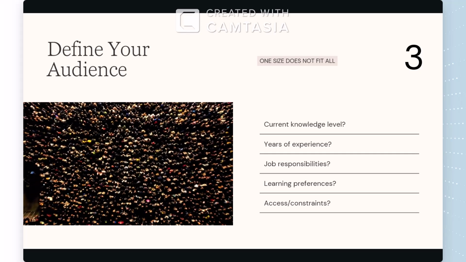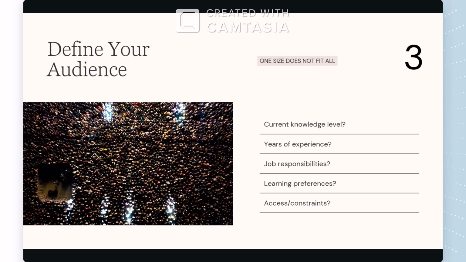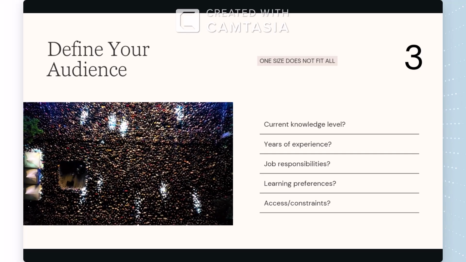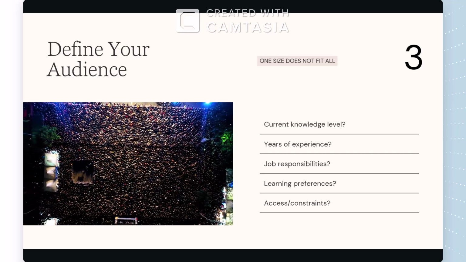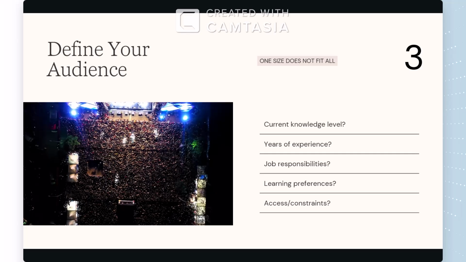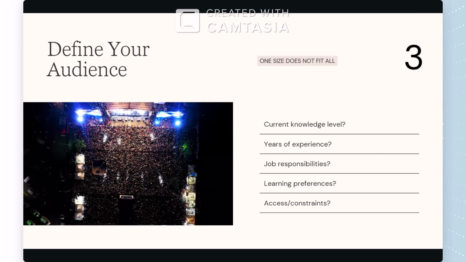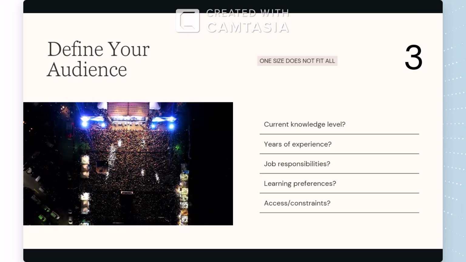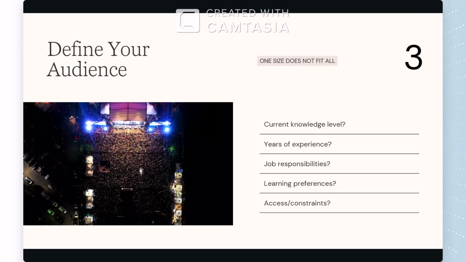Step 3. Define your audience. Who exactly needs this intervention? Don't assume everyone has the same needs. Consider their current knowledge, experience level, job responsibility, and even their learning preferences. A new hire needs something completely different than a 10-year veteran. The more you know about your audience, the better the solution will be.